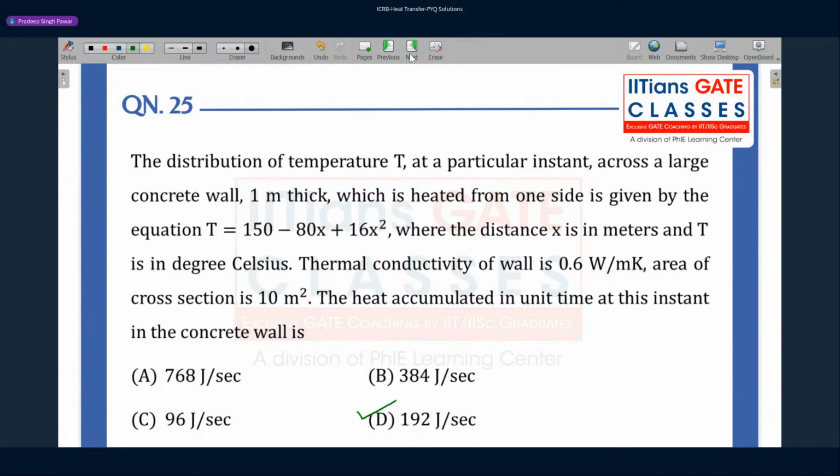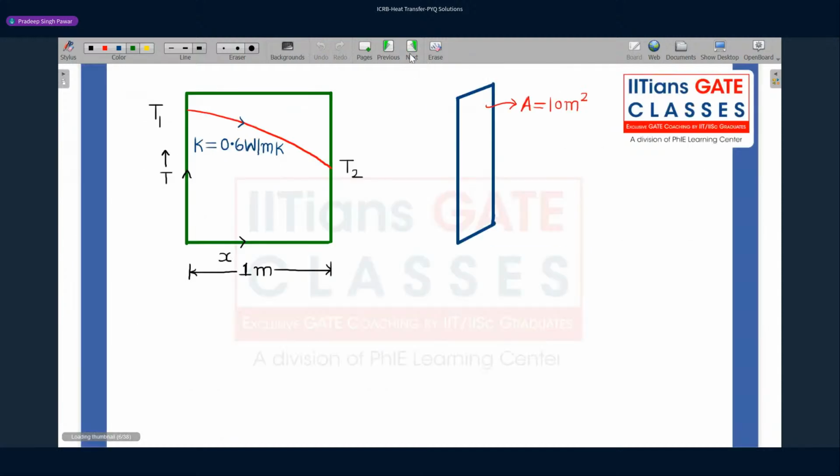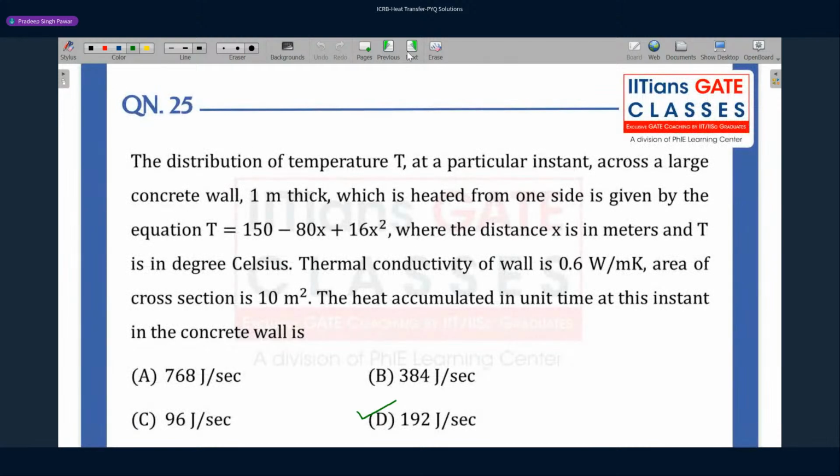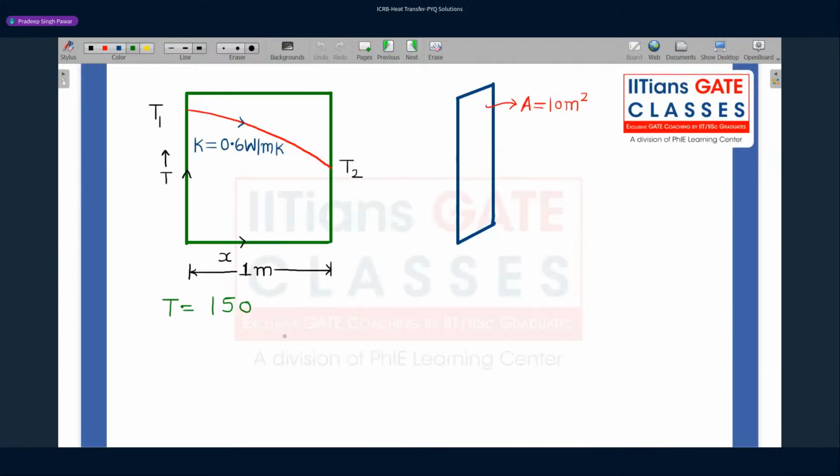Okay, let's go ahead and look into the answer. So look at it. This is the plain wall that we have, and he has mentioned the temperature distribution. If you look at it, the temperature distribution is 150 minus 80x plus 16x square.